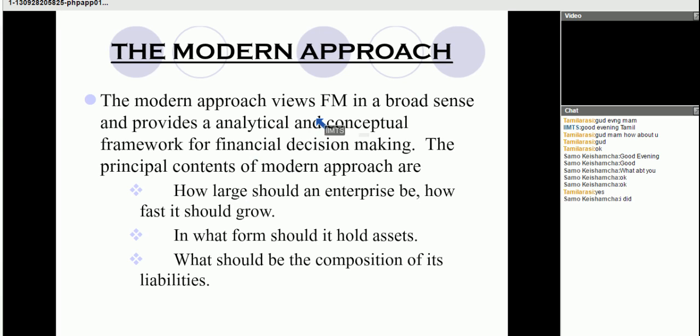Okay, so now next is the modern approach. In this, the financial management is covered in a broad sense, and it provides an analytical and conceptual framework for financial decision making. So the principal contents of the approach are: how large an enterprise should be, how fast it should grow. Like we have certain parameters.